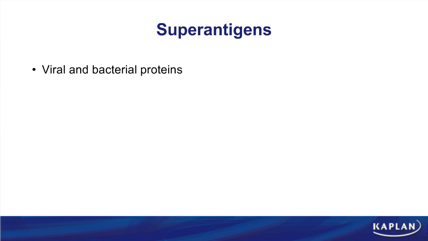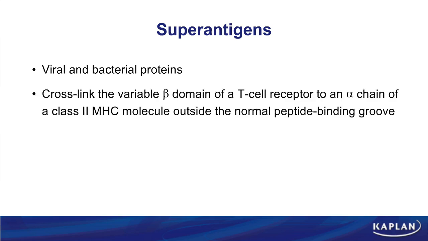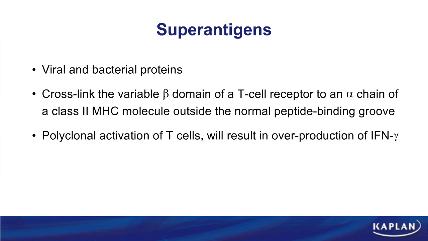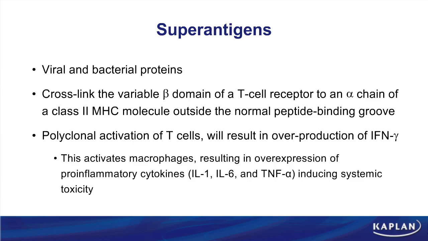Well, how superantigens work is that they are going to cross-link the T cell receptor to an MHC class II, regardless of specificity for the peptide. So again, this is a non-specific interaction. What is going to occur is that you're going to end up having polyclonal activation of your T lymphocytes. Again, it is going to be a non-specific activation. This is going to essentially result in increased levels of interferon gamma production.